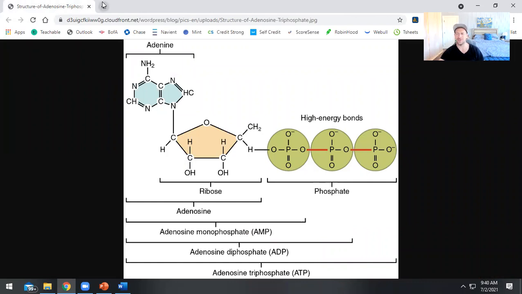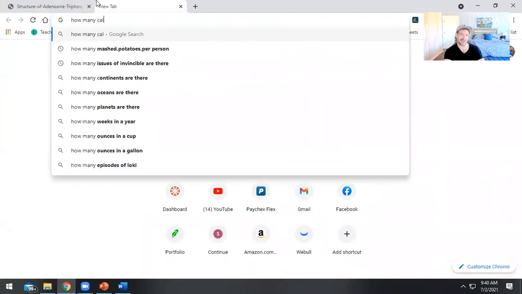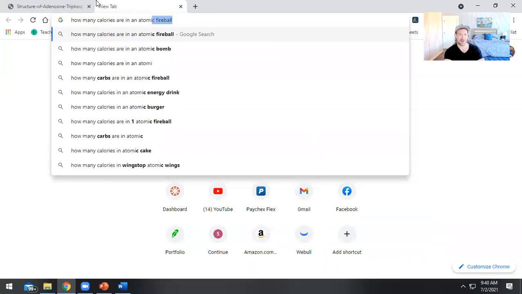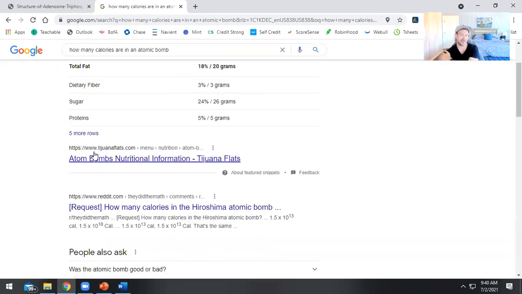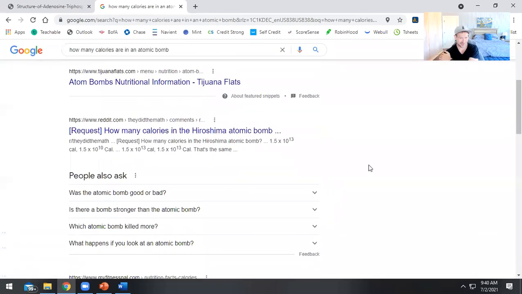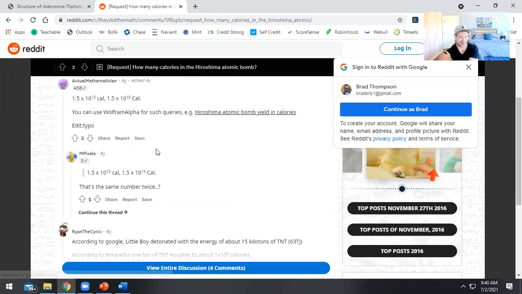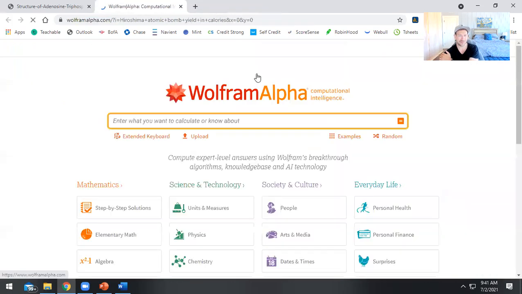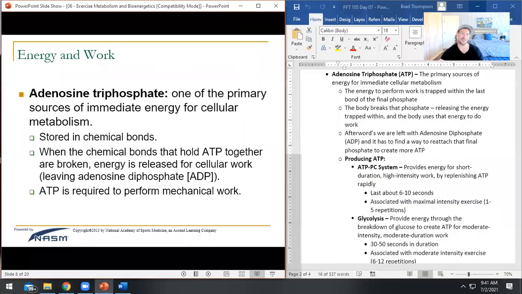I wonder how many calories worth of energy that would be. I wonder if this is Googleable. Somebody's done this math. How many calories are in an atomic bomb? Someone has Googled this before. Oh, this is looking up something called atom bombs, which is like a food. I'm sure it would be billions, literally billions. There's the formula. Yeah, it would be a lot. It would be a whole lot. Anyway, billions and billions and billions of calories.